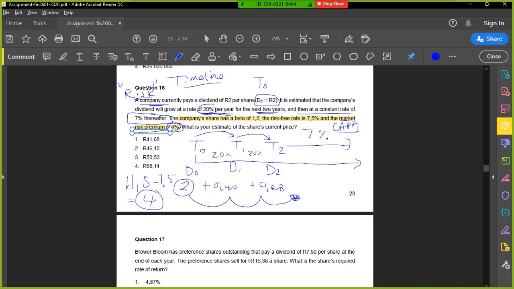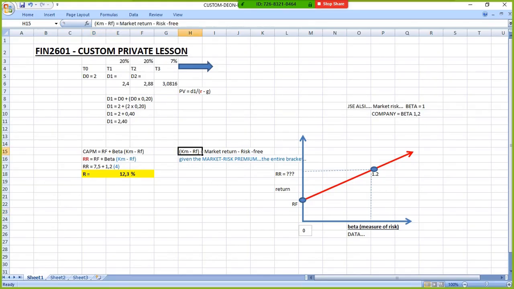Oh, okay, so that's how they worked it out and gave it to you. Look at now: market risk premium, 4%. So the bracket is 4%. So if they didn't give it to me, I would have worked it out manually. Yes, they could have given you 11.5 as the market return, then you would minus 7.5 to get the 4% market risk premium.